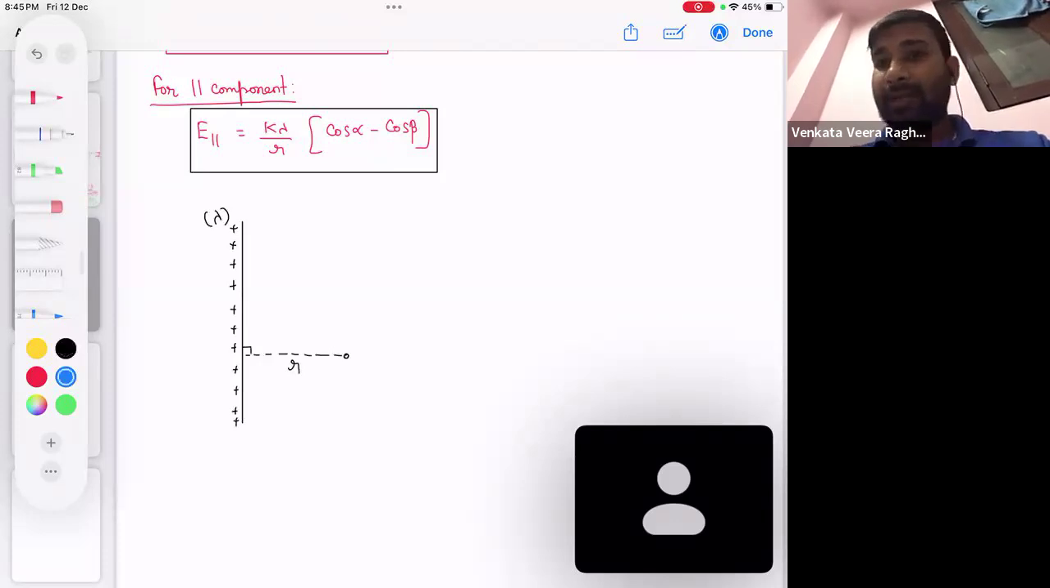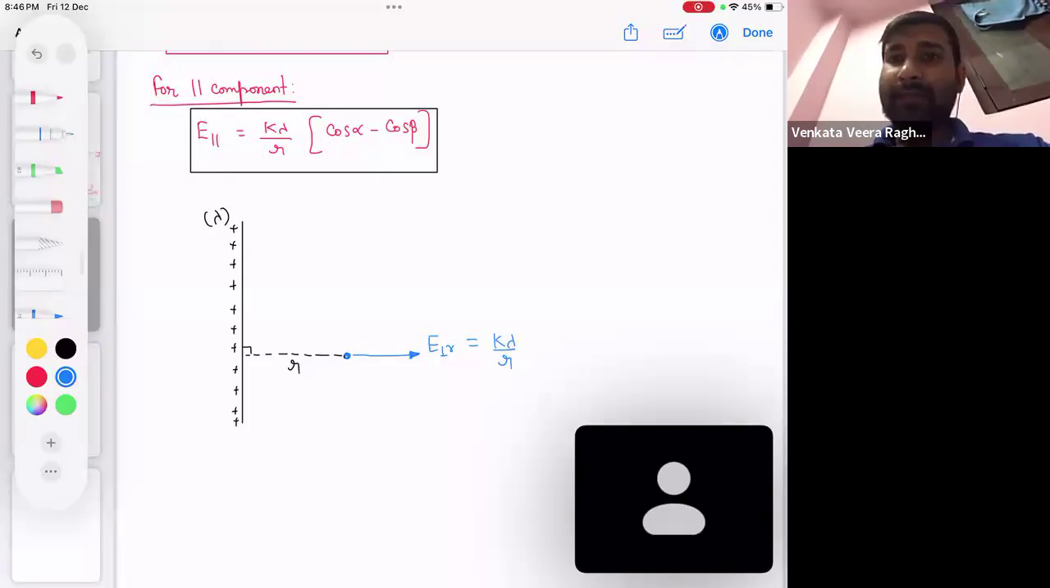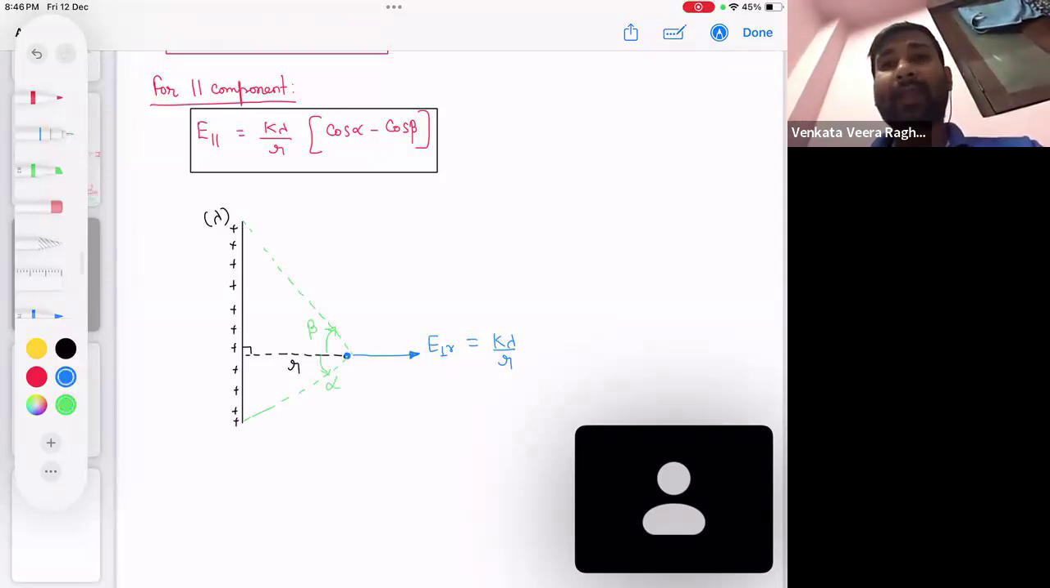Can you tell me how many components will come here? Two components. One we will call the perpendicular component. How much will it be? K lambda by r. And what is alpha beta? Alpha beta is the angle made by the perpendicular line with the ends of the wire. Which one you take as alpha and which as beta doesn't affect our answer. Okay? So k lambda by r.